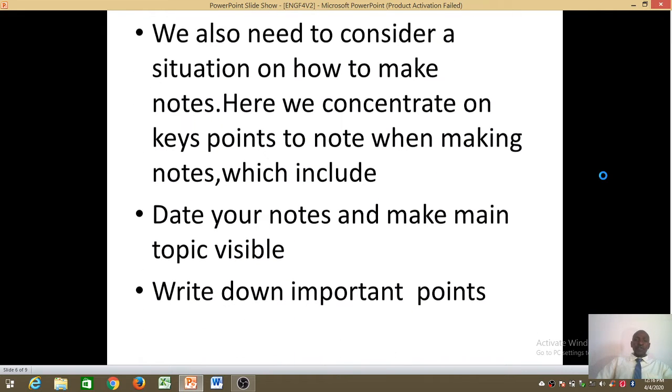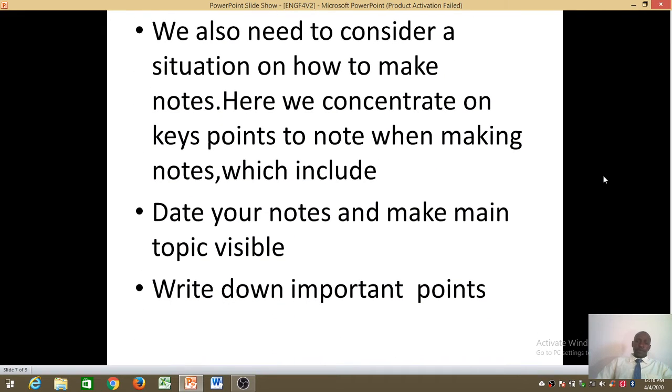Now, we also need to consider a situation on how to make notes. Here we concentrate on key points to note when making notes. What points do we note when we are making these particular notes? Number 1, date your notes and make main topic visible.